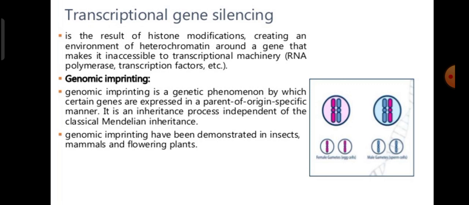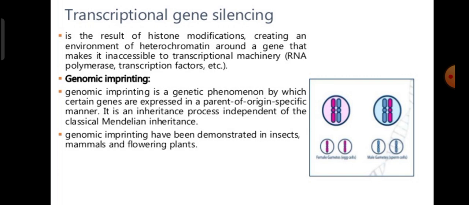Why am I taking the definition of transcriptional gene silencing? Because paramutation is a type of transcriptional gene silencing. It is a result of histone modifications creating an environment of heterochromatin around a gene that makes it inaccessible to the transcription machinery, maybe the RNA polymerase, transcription factors, etc. Where will you find the histones? In chromosomes, you will find DNA, and for DNA binding, there you will find the histones. It creates such an environment of heterochromatin around a gene that makes it inaccessible to the transcriptional machinery.